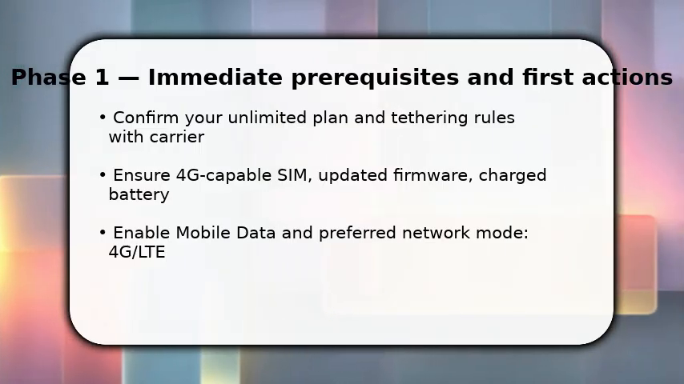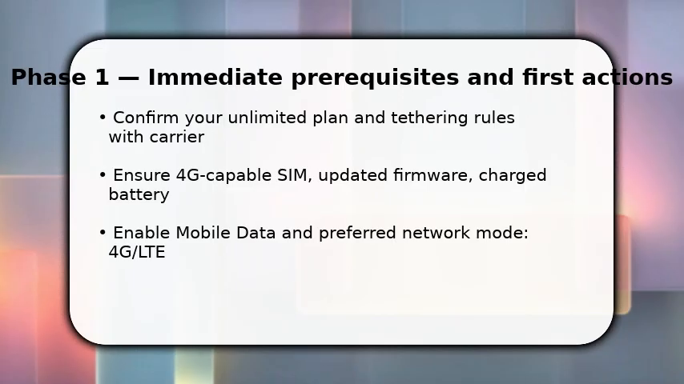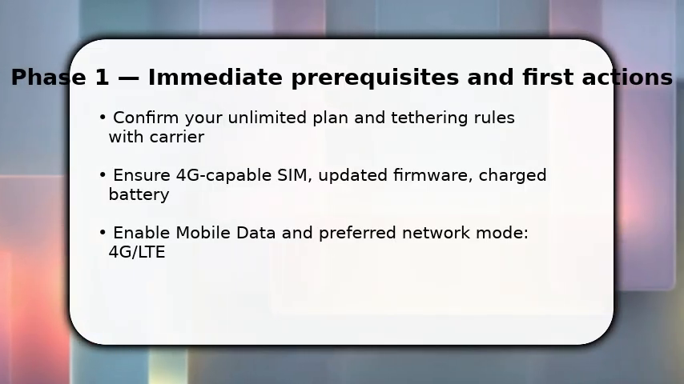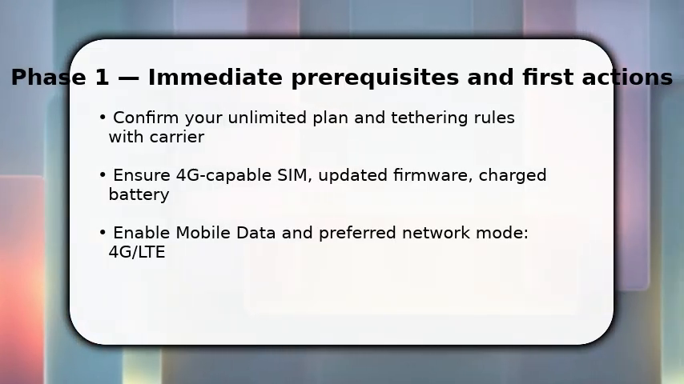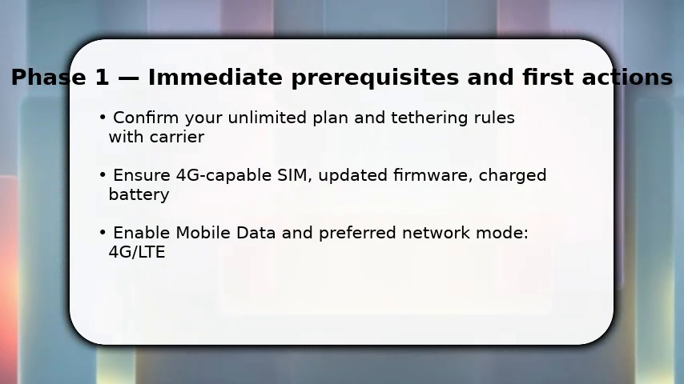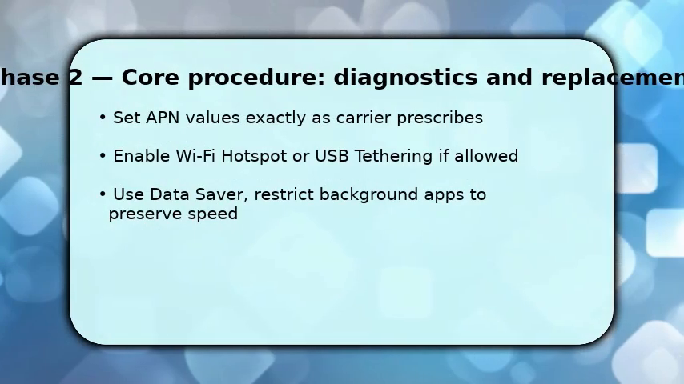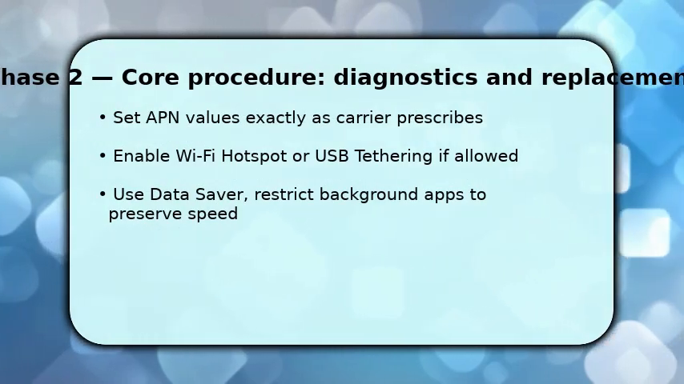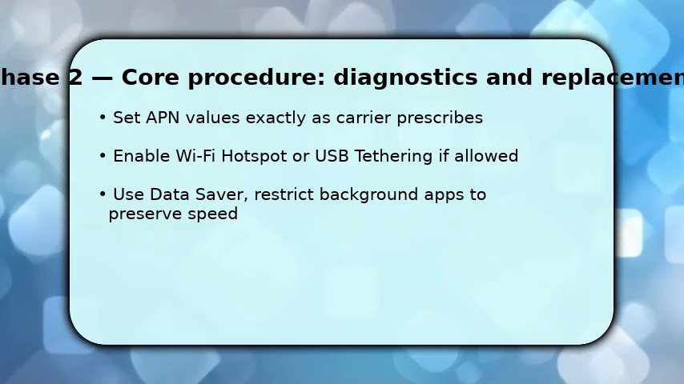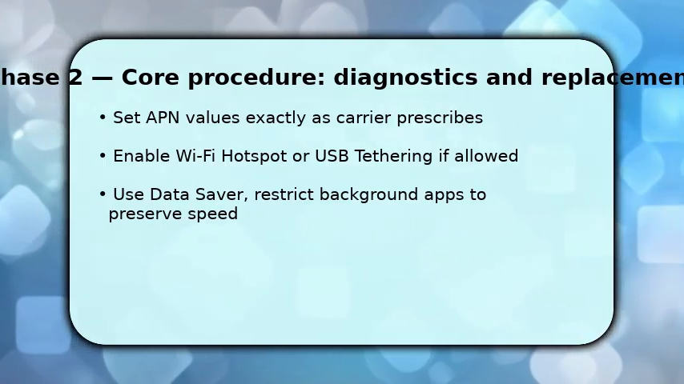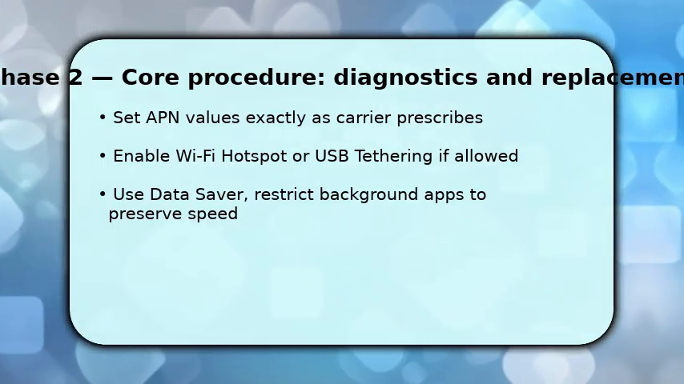These steps ensure you're on the right plan and that the device is configured to use full 4G speeds before moving to detailed setup. Now configure APN settings using the exact values your carrier provides. Incorrect entries block data. Enable the Wi-Fi hotspot or USB tethering option if your plan permits. Make sure a password protects the hotspot.